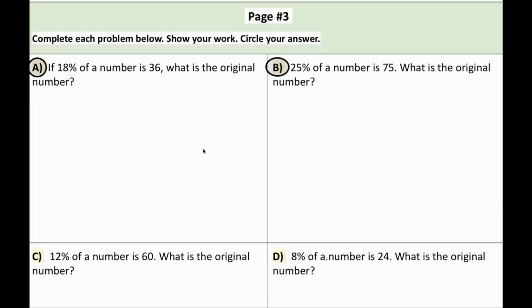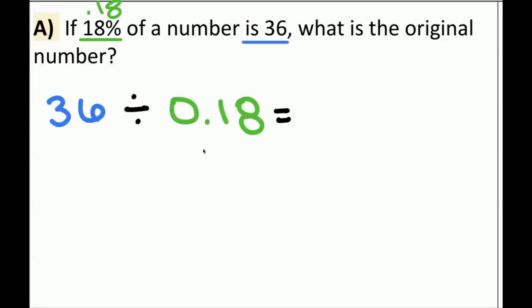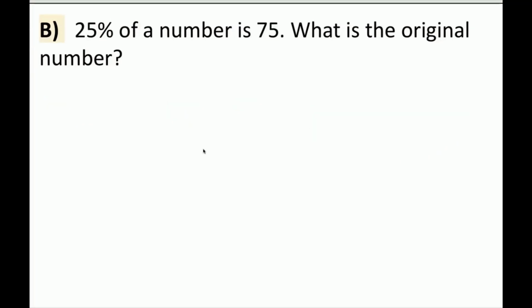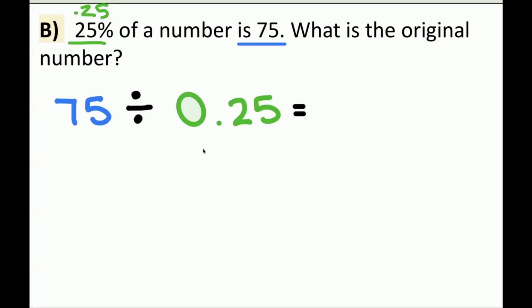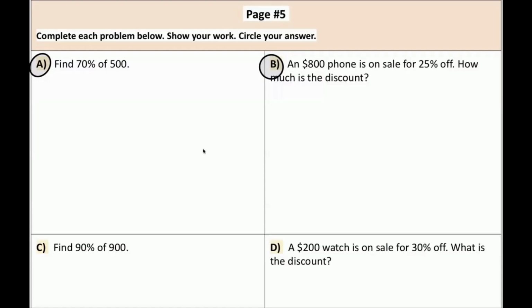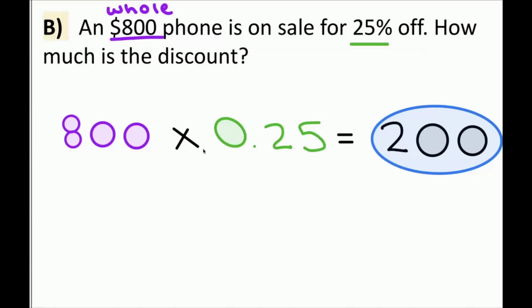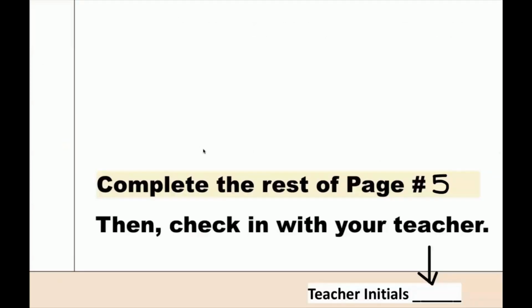Complete examples A and B on page 3, then come back to the video to check your work. Check your work for problem A. Check your work for problem B. Complete the rest of page 3, then check in with your teacher to get additional feedback. Complete examples A and B on page 5, then come back to the video to check your work. Check your work for problem A. Check your work for problem B. Complete the rest of page 5, then check in with your teacher.